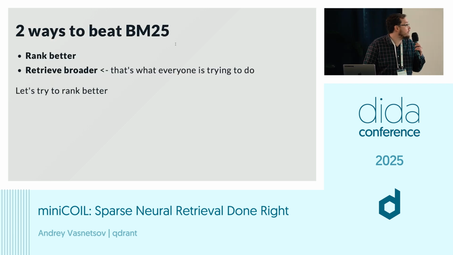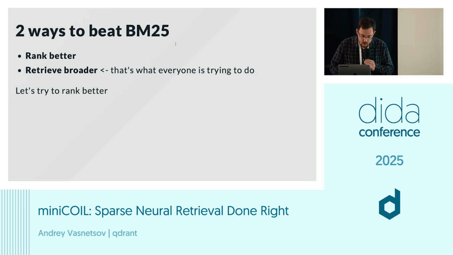So how do we do it? Well, generally there are two ways to beat BM25. The first way is to rank better, just come up with a better ranking function. And the second one is to retrieve broader. It means that you include more tokens, so you retrieve documents which do not have an exact keyword match. And it seems like everybody is doing just this. SPLADE is doing this, dense vectors are doing this, and we want to do something a bit different. We want to actually rank better, something we didn't see that often.